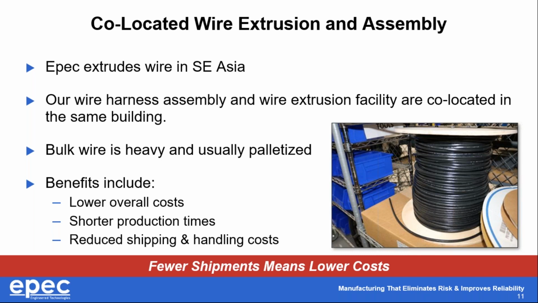I don't need to remind the audience here how heavy wire is, but once you get to the 16 gauge, 14 gauge, even larger than 10 gauge wire, the weight of wire exponentially increases as the diameter increases. Having your assembly facility co-located where you extrude your wire reduces the number of shipments, which has a direct reduction in cost.